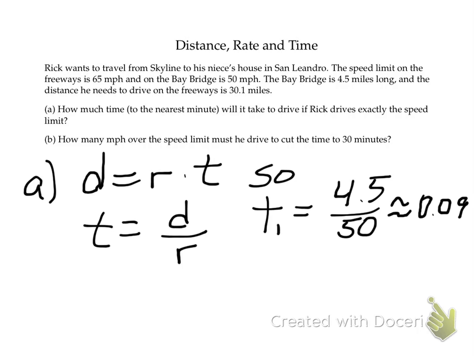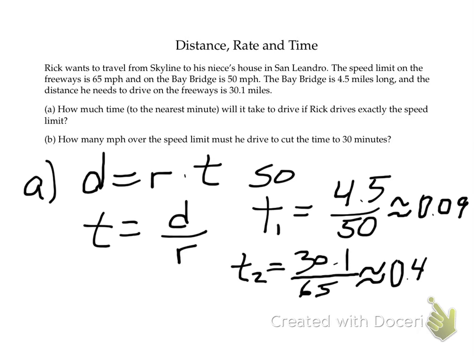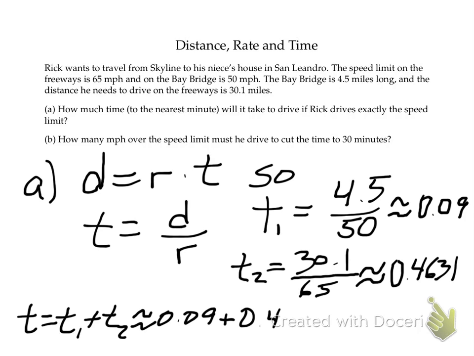And if you think about it, if there's no traffic on the bridge, it does go by pretty quickly. But then on the freeway, we're going to take a little bit more time. It's 30.1 miles, and we're going a little bit faster, but not much faster, and come out to 0.4631 hours, which is almost a half hour. Putting those together, getting the time on the bridge plus the time on the rest of the freeway, adding those two numbers together, and we get 0.5531, which is just over a half hour.